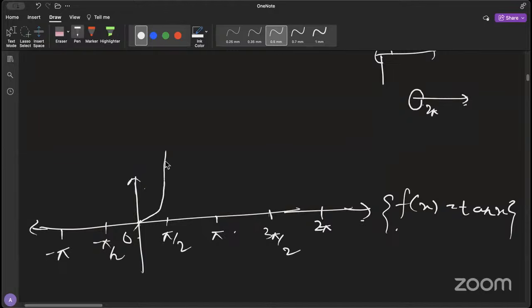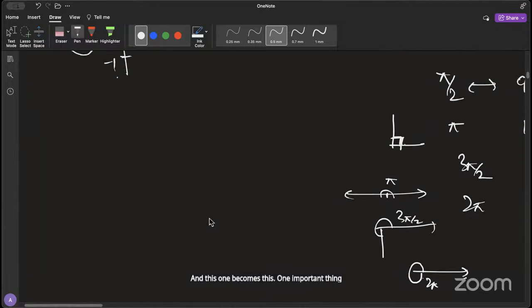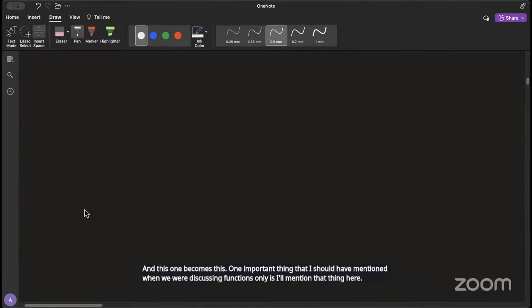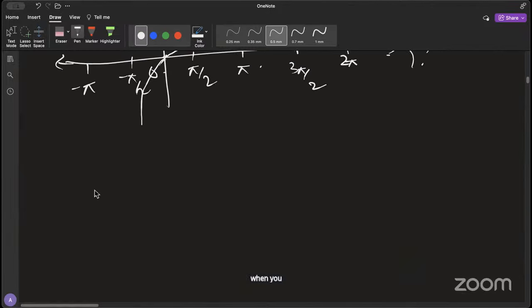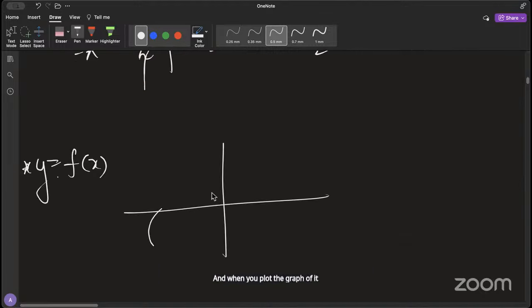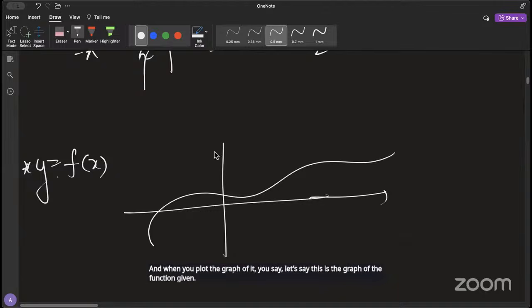And this one becomes this. One important thing that I should have mentioned when we were discussing functions is I'll mention that here. When you have a function, let's say y is equal to f(x) is a function given to you, and when you plot the graph of it, let's say this is the graph of the function given.